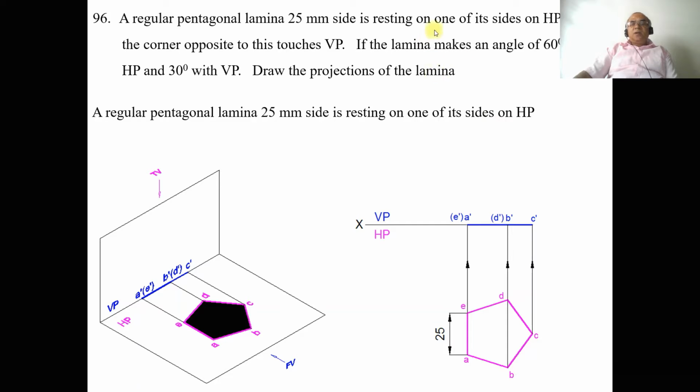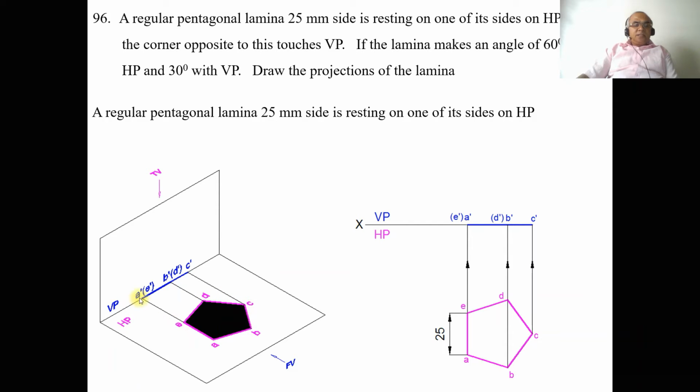So first, as it says, one of its sides is on HP, so obviously we have to start from HP. Since we have a pentagonal lamina, it's an odd number of sides, therefore one of the edges has to be perpendicular to VP. So we have to place the pentagonal lamina in such a way that one of the edges is perpendicular to VP. The edge which we are keeping perpendicular to VP is AE. Then the surface makes an angle of 0 degrees with respect to HP. Now the lamina is parallel to HP.